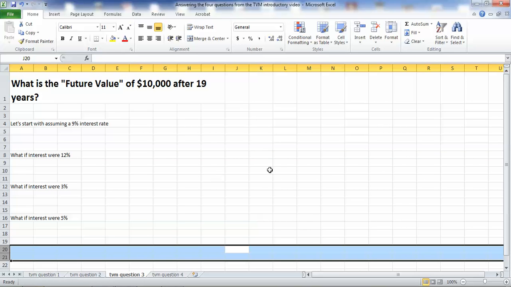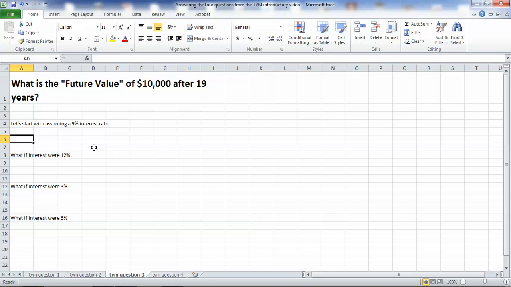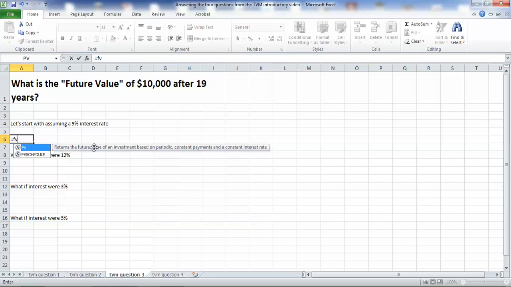Let's go answer our third question. What is the future value of $10,000 after 19 years? Well, this is a future value question. Equals FV, parenthesis. Our rate is 0.09. Our number of periods is 19 years. Our payment is 0, because we're just putting in a lump sum of $10,000 in the very first year.